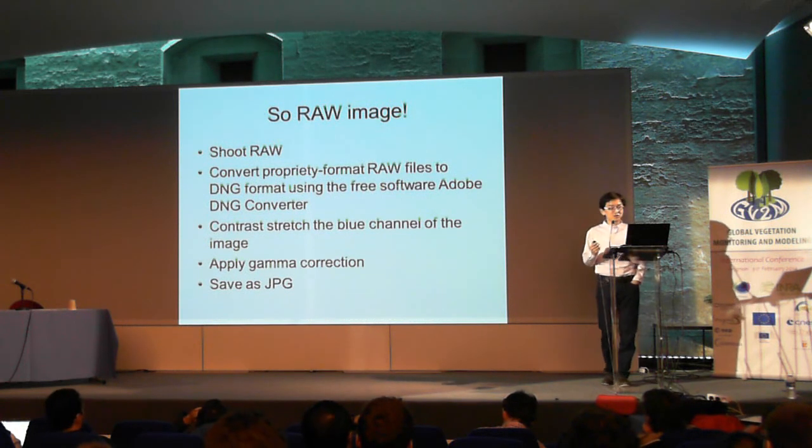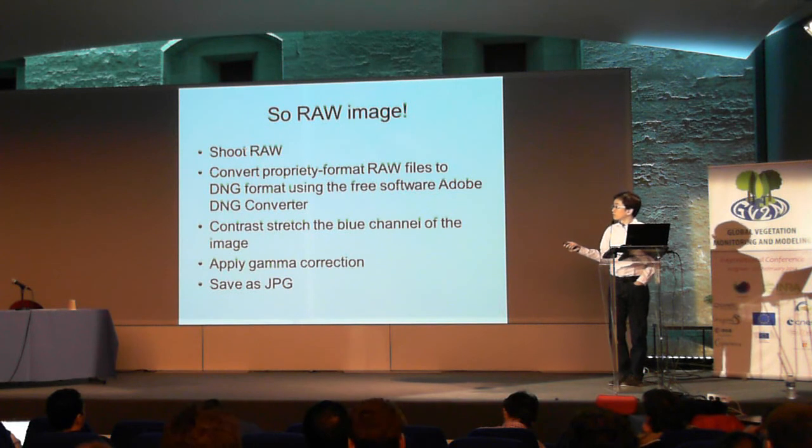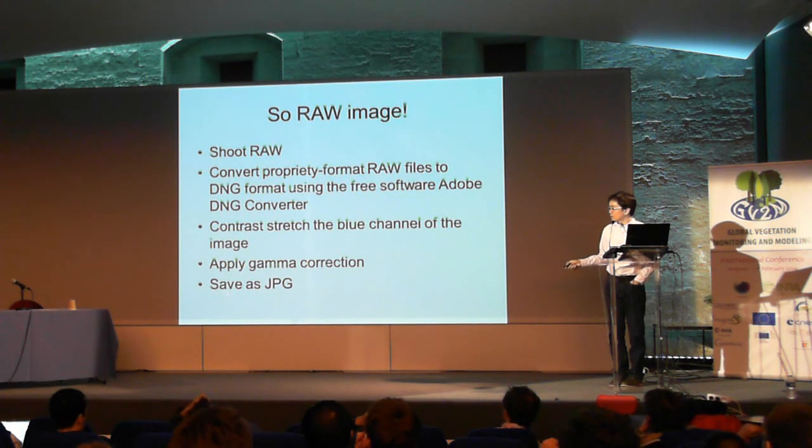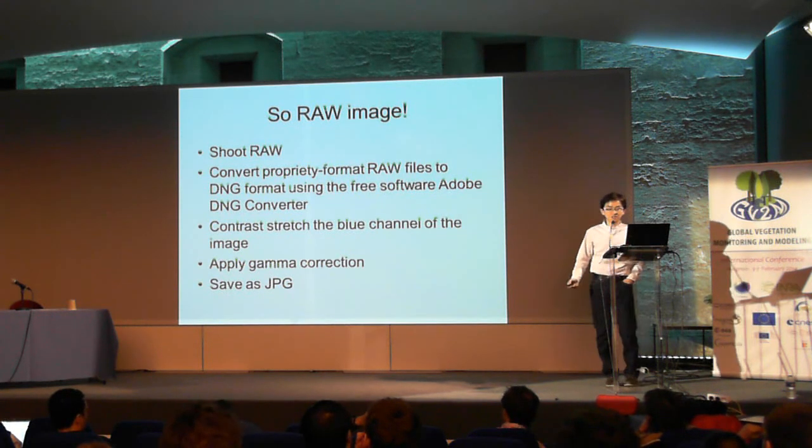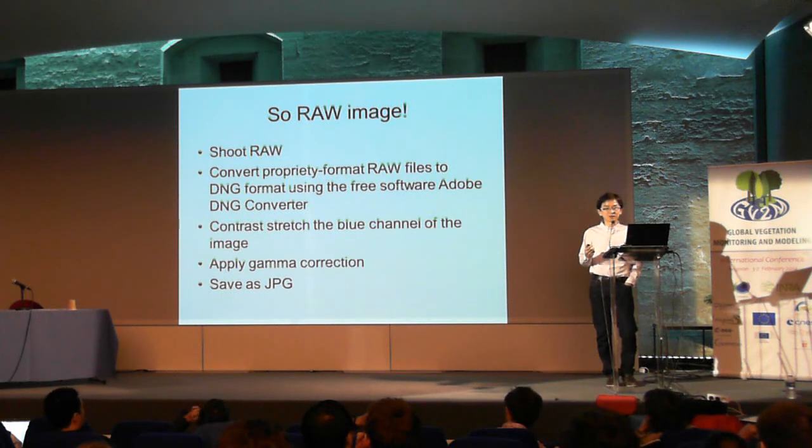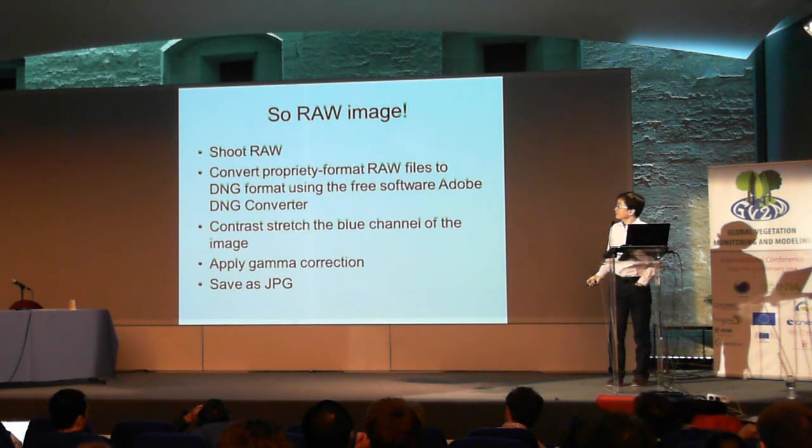So we recommend using raw image rather than JPEG. This is our recommendation: shoot raw image, convert raw to DNG format using free software, apply the contrast stretch of the blue channel of the image, apply gamma correction, save as JPEG, and do image analysis. Then we can get a better gap fraction, and then a better LAI.